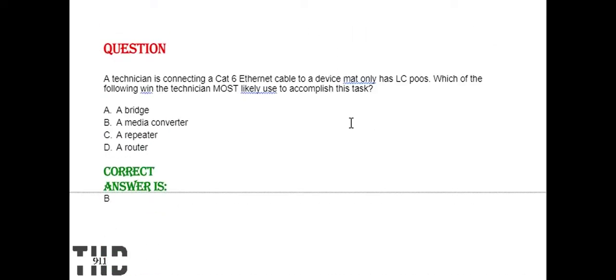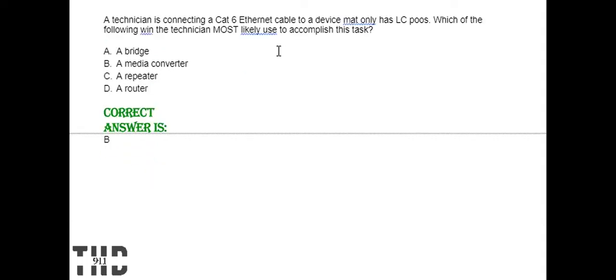A technician is connecting a Cat 6 Ethernet cable to a device that only has LC ports. Which of the following will the technician most likely use to accomplish the task? Option A, a bridge. Option B, media converter. Option C, repeater. Option D, a router. The correct answer is option B.